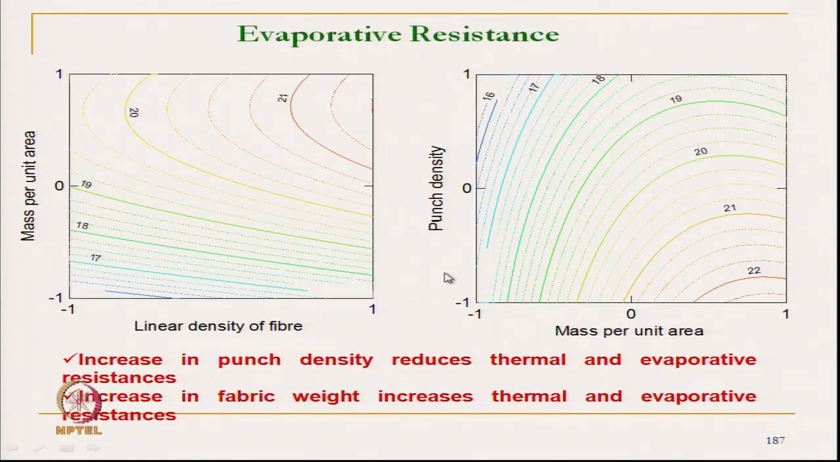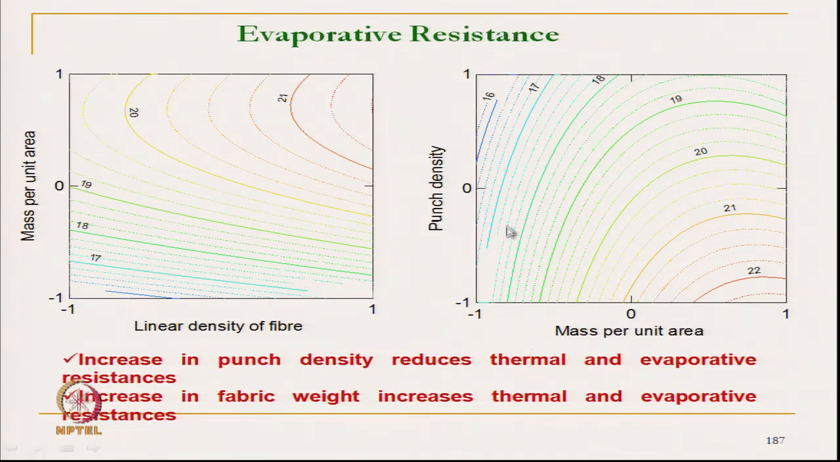Now, coming to the evaporative resistance here. Increase in punch density reduces the thermal and evaporative resistance. With the increase in mass per unit area, the evaporative resistance also increases, and the linear density has the least effect. So, increase in fabric weight increases thermal and evaporative resistance.